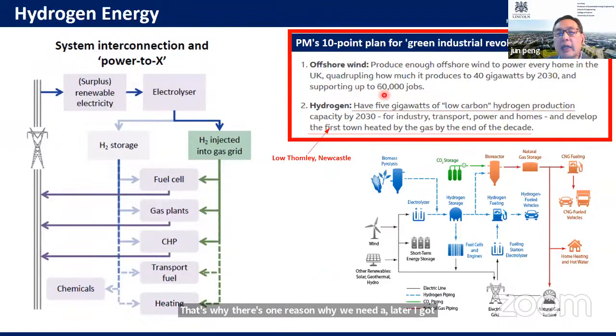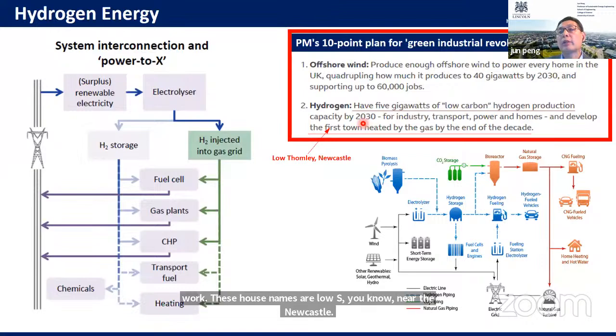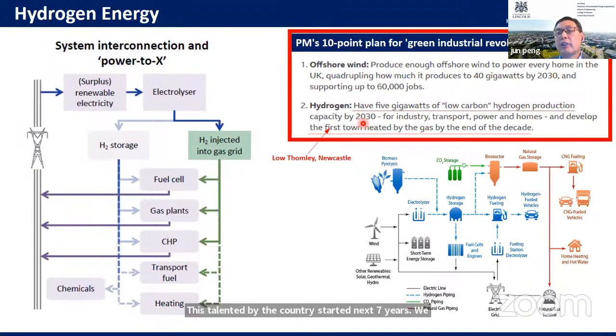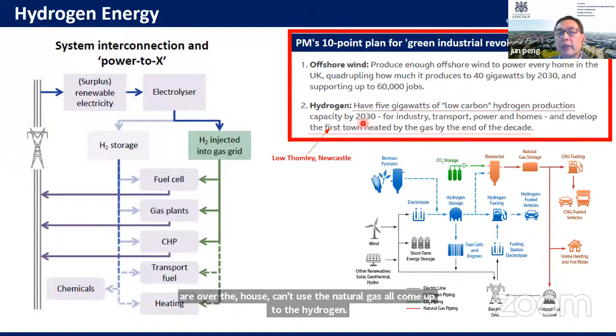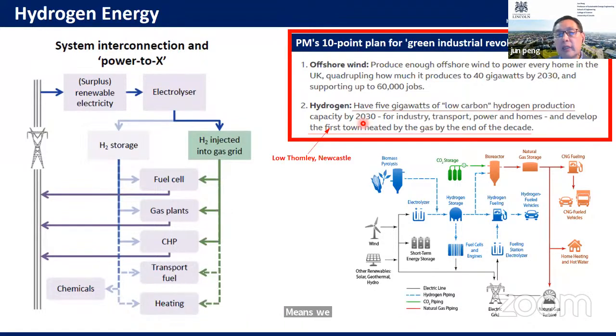That's about the UK. In the UK, currently one town has started work. This town's name is Low Semleys, near Newcastle. By 2030, in the next 7 years, all the houses in this town that currently use natural gas will be converted to hydrogen. That means we need to develop new boiler technology.